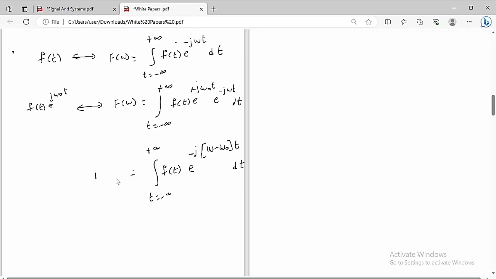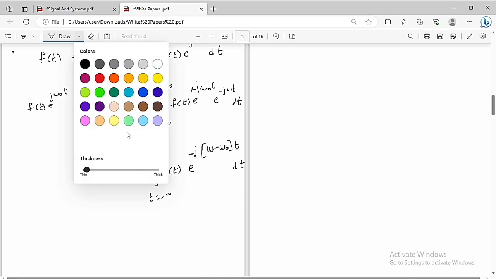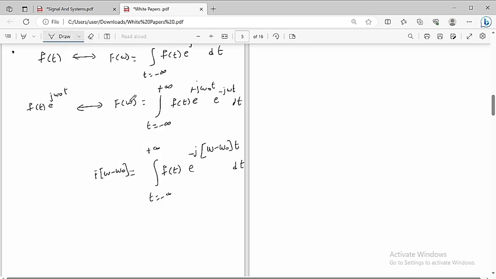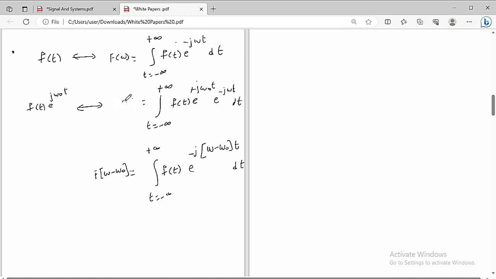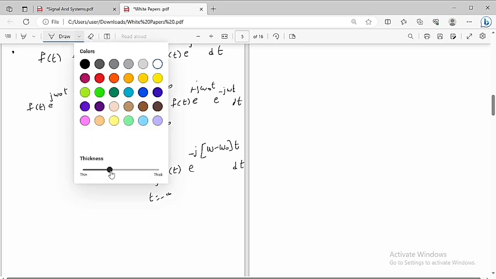So this will be now f of omega minus omega naught. So this is what we can see clearly. So this part you have to grab here. So this is what we are going to get. So this point you have to keep in your mind. Therefore we can say this is the correct solution of this question. You have to remember this type of concepts. So what I can say now finally.